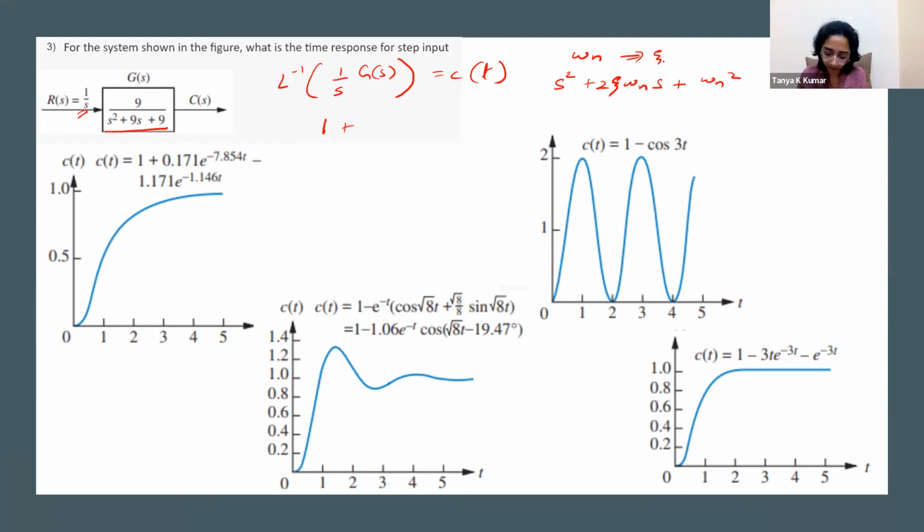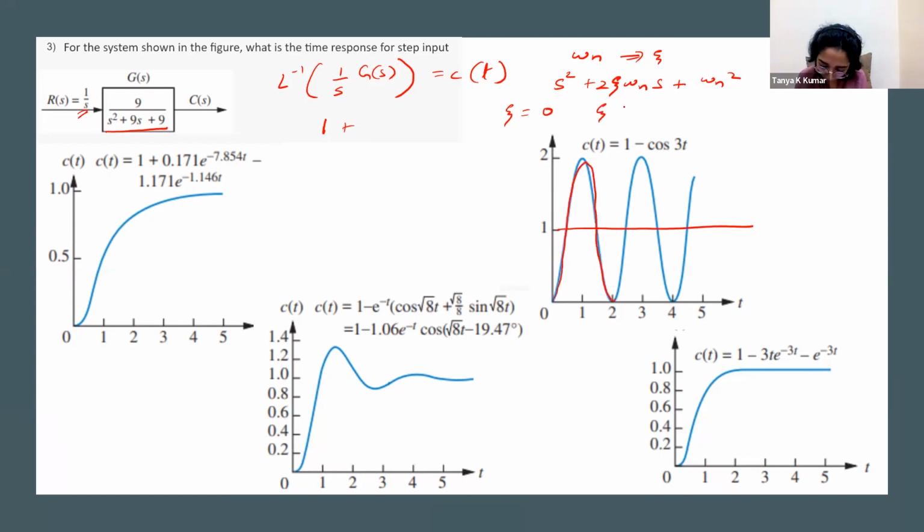Now when your eta is 0, that means there is no damping. If it's not damped, what happens? It will not come back to equilibrium. So it will oscillate about that. It is not damped. So this is the condition for that case. So it's a unit step input. So it will oscillate about that one value.